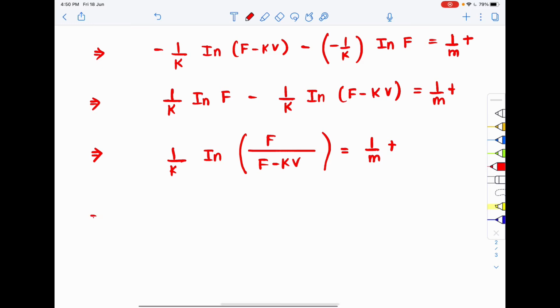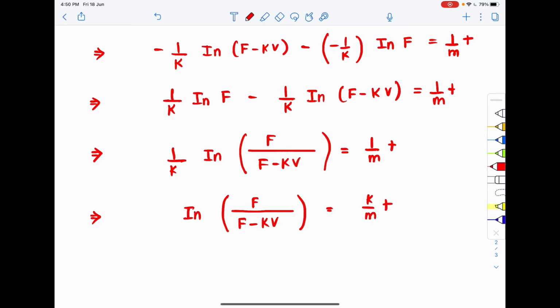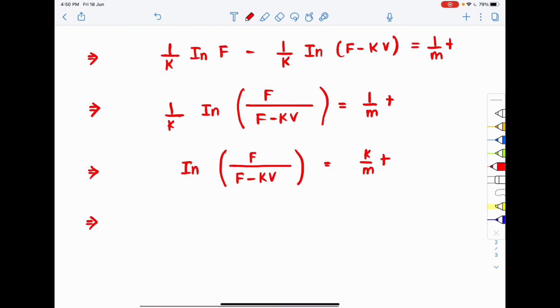Okay, so from here I can write that ln (F minus kv) will be equal to your k by M times t. Now I'm just taking the ln to the other side. Okay, so from here I can write that F over (F minus kv) will be equal to your e to the power k by M into t.